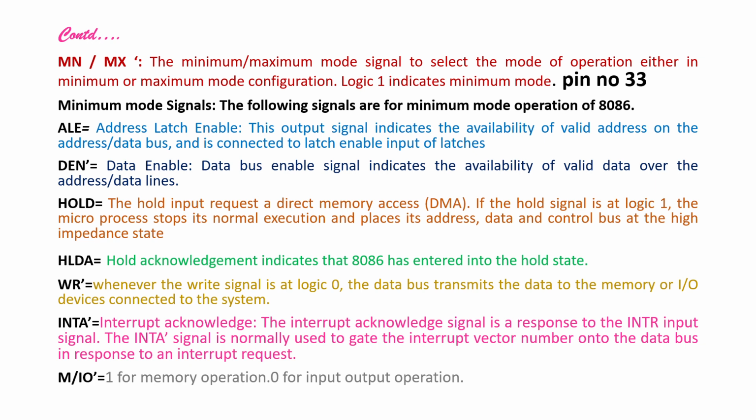It is a 1 for the memory operation, 0 for the input output operation. It is just a difference from the 8085. In the 8085 there is an IO/M bar, here it is the M/IO bar. So students, don't be confused over here. In the 8086 it is the M/IO bar, meaning that when 0 there is an IO operation. Now the maximum mode.